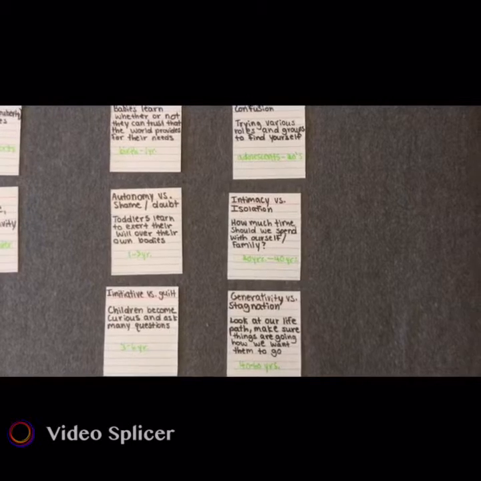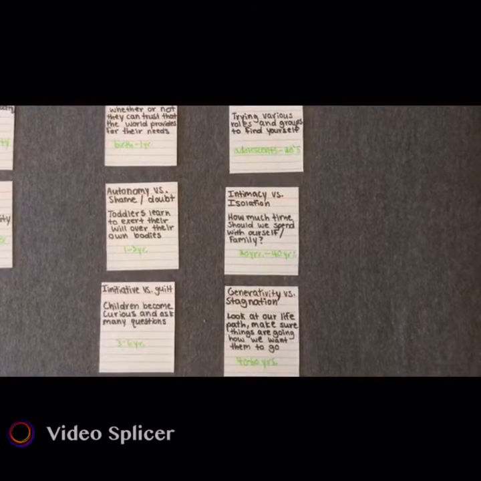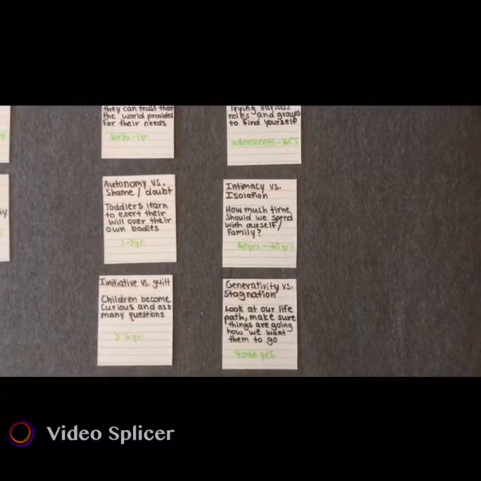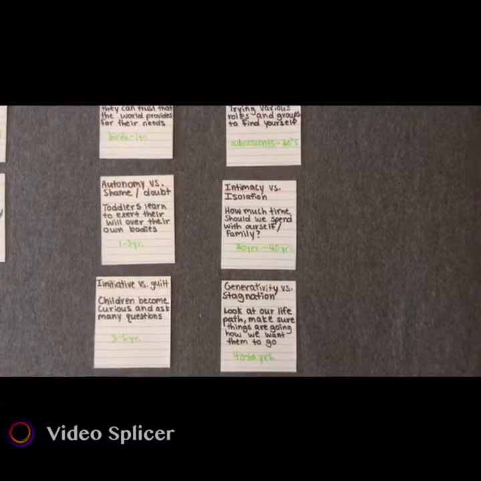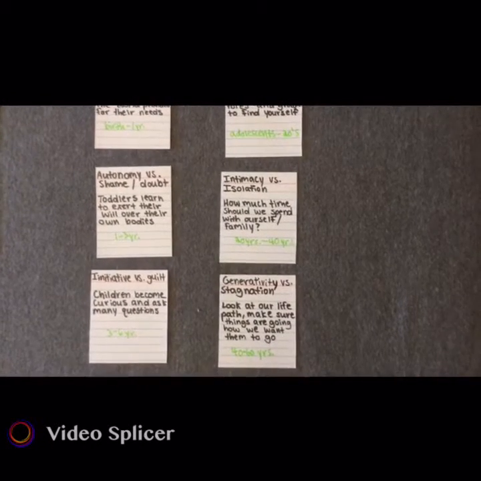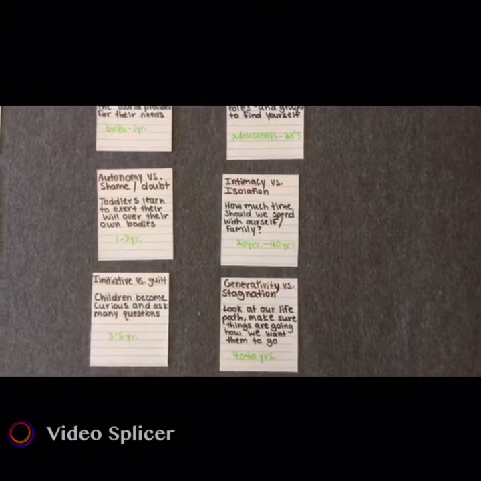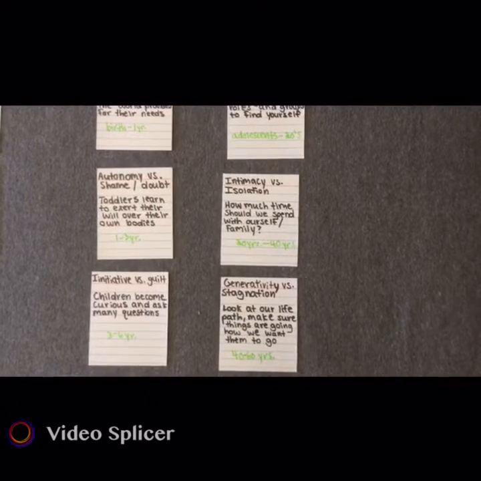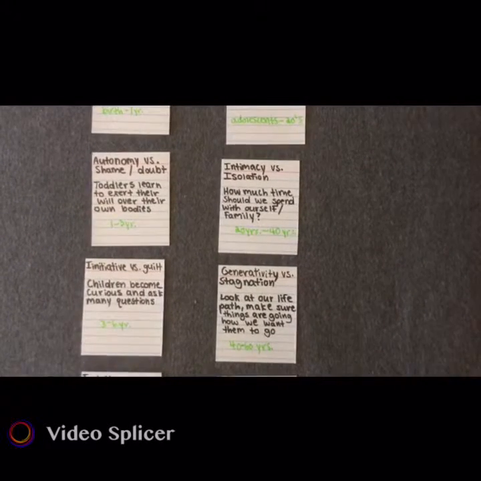Next is intimacy versus isolation. And the question with this is, how much time should we spend with ourselves or with our family? Because both spending time with ourselves and with our family are both important. This occurs from 20 years to 40 years.